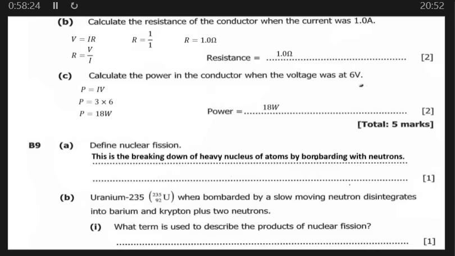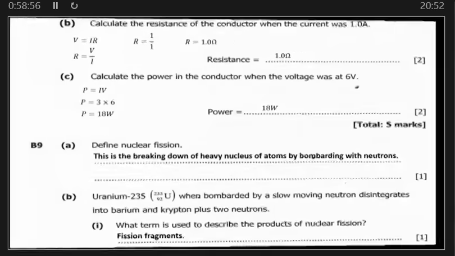Nuclear fission is the breaking down of the heavy nucleus of atoms by bombarding with neutrons. Part B says uranium-235, when bombarded by a slow-moving neutron, disintegrates into barium and krypton plus two neutrons. Then it asks, what is used to describe the products of nuclear fission? Those are called fission fragments. Let's go to the other part.